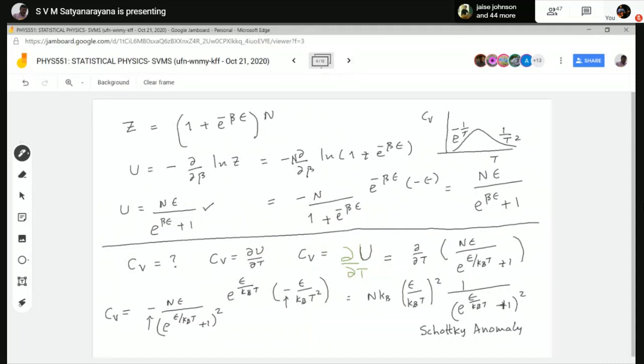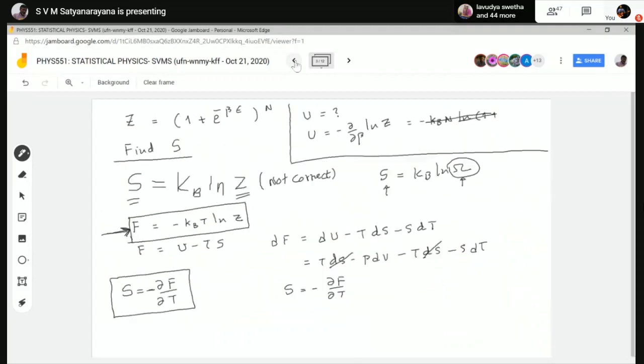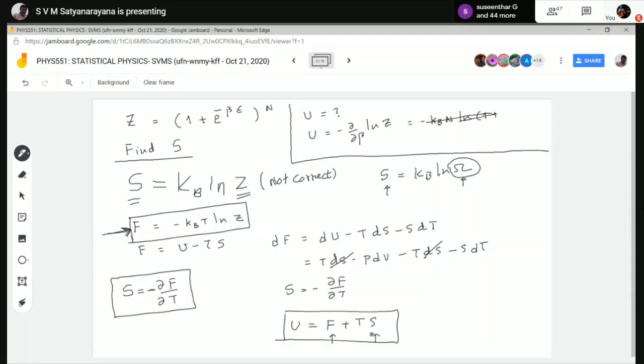Then we tried to find out the internal energy using our formula like this. Now let me also tell you that you could have found out internal energy in this fashion. Also, you could find out internal energy, because now you have F and you have found out S. Then you can simply take U is equal to F plus TS. Because F is known and S is known, you can find out U as F plus TS. So this is one way, and this is another way.